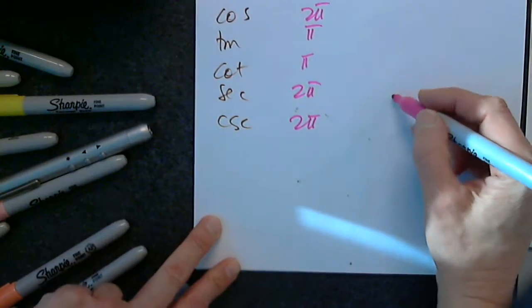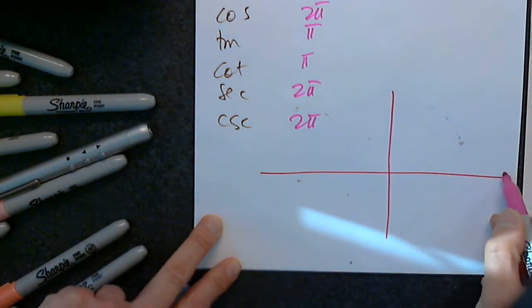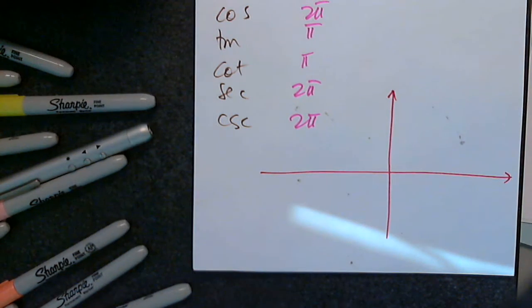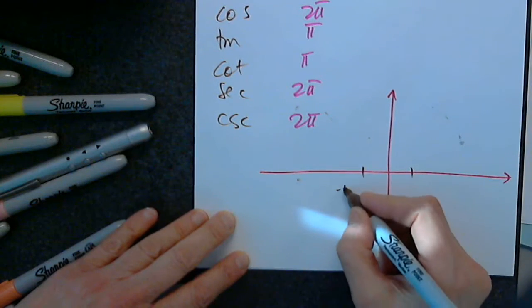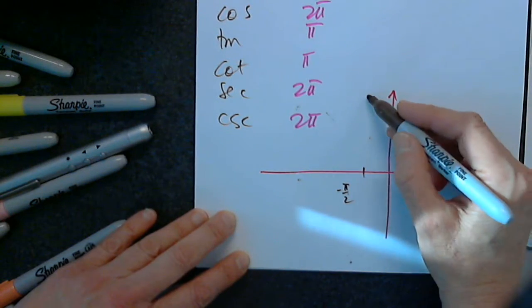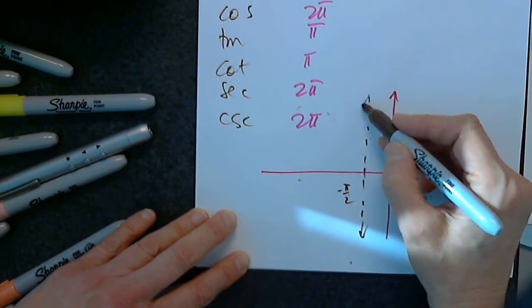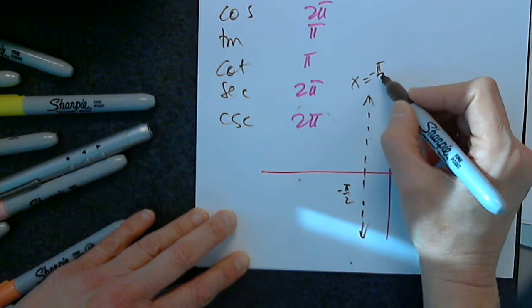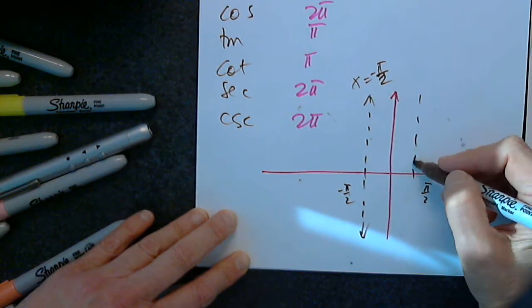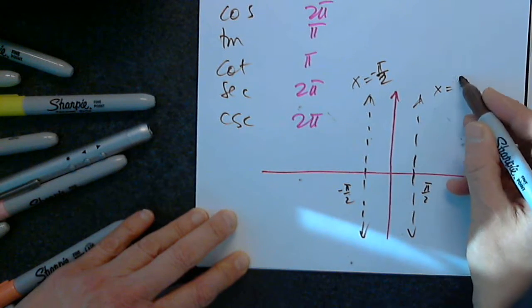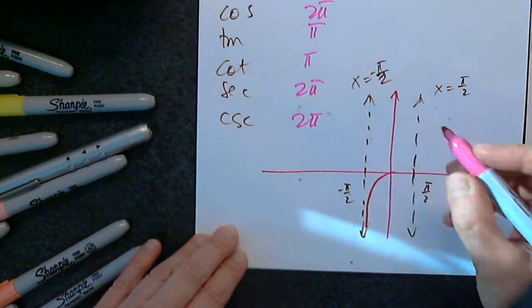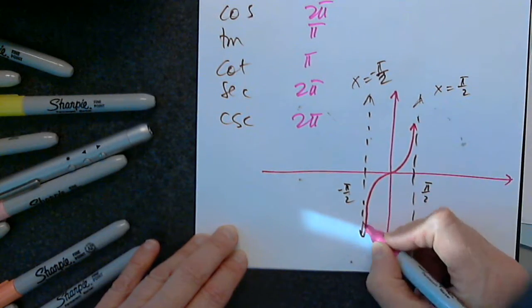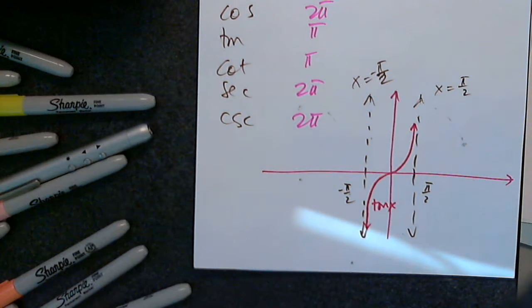So I'm going to graph just the main portion. So this is negative pi over 2 and pi over 2. These are the vertical asymptotes. X equals negative pi over 2, and the other one, x equals pi over 2. Here's the graph of tangent. The graph of tangent x.